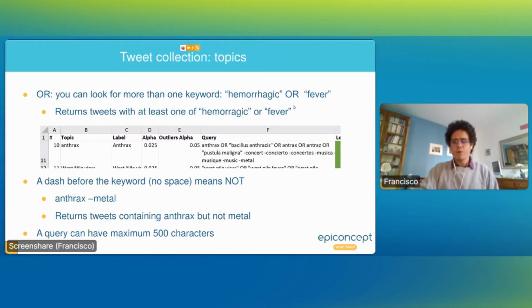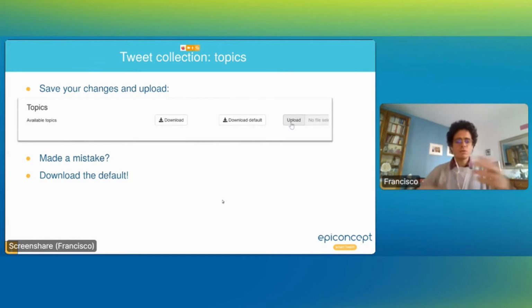You can have the OR operator too. And if you add a minus, it will exclude: minus music, minus metal will exclude tweets containing those words. The maximum is 500 characters, as I already said. Once you have done all your changes in this spreadsheet, you can just upload it again, and the tool will start collecting tweets using this new definition. And if you made a mistake, you can download the defaults, change it again, and apply it again.